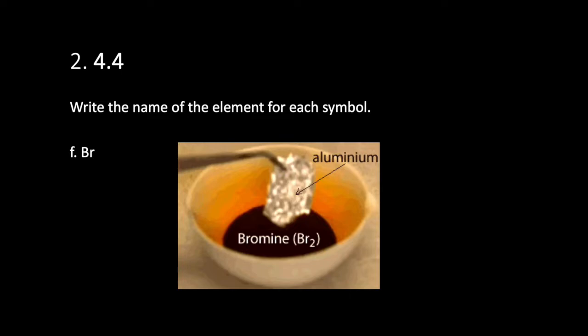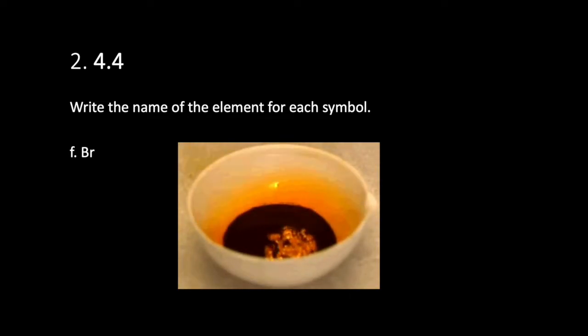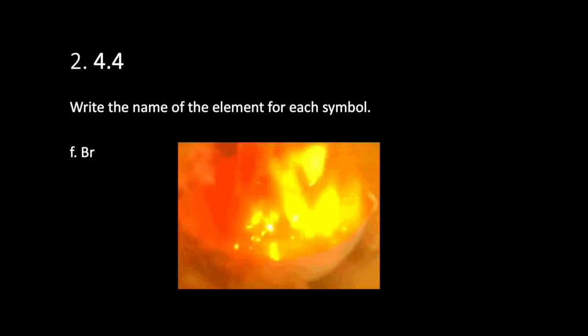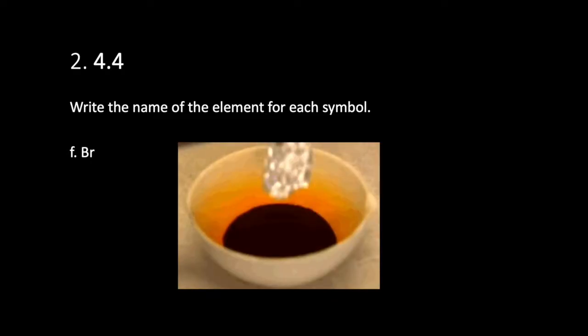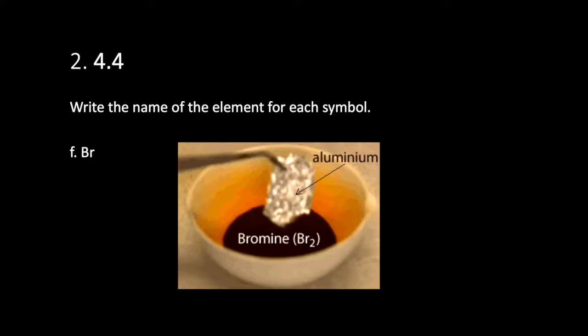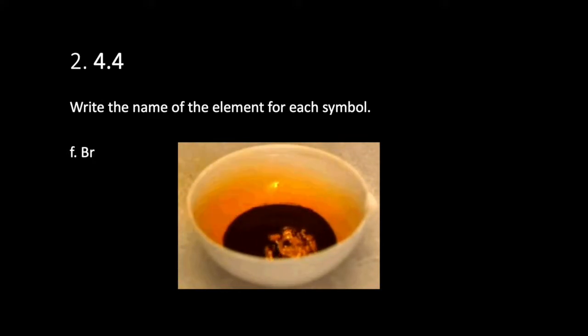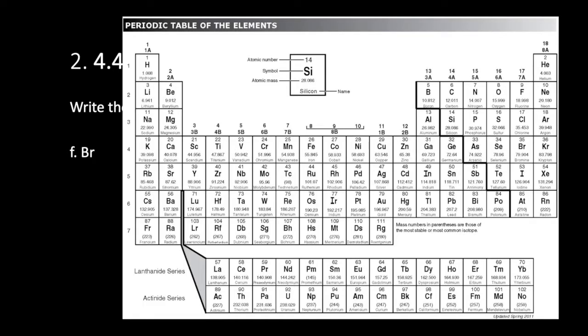Br is bromine. It's a sort of dark brown red liquid that evaporates very easily. Almost always right above it you'll see the gas form, which is a slightly lighter orange, and it reacts very violently with aluminum, as you can see in this little video clip. So Br is bromine, and you can see it on the periodic table. It is on column 7A. Go down, it's right above iodine. So Br is bromine, BROMINE. That's what you'd want to write down for question 2F.